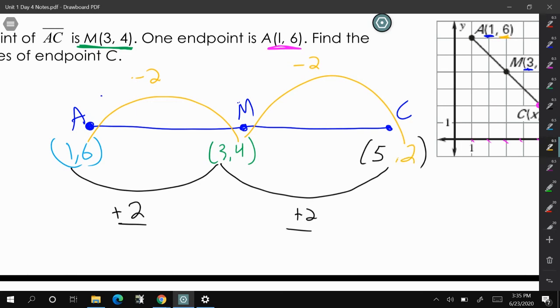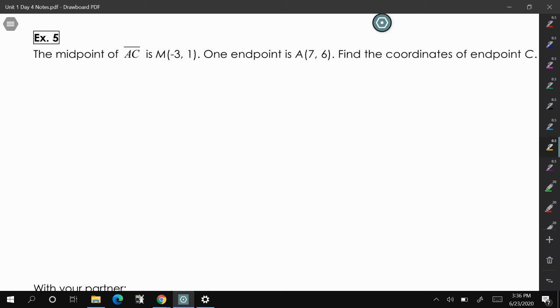There is another way to do it with a formula, but I find that to be a little bit confusing at times. This, to me, makes a lot more sense, and it's quicker to draw it out. Example number 5 is asking you to do the exact same thing. So what I want you guys to do is pause the video and try it out and see what you get. Once you get an answer, unpause it, and we can check it out.